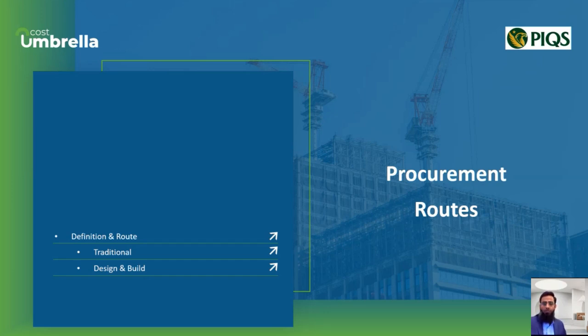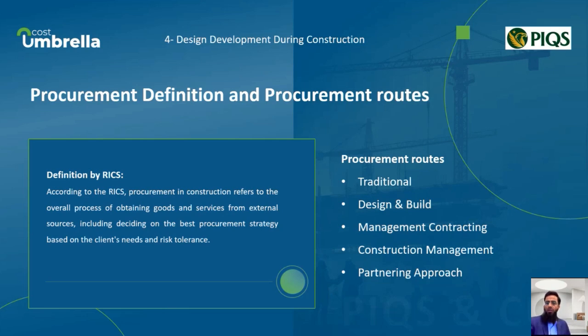So let's have a brief look. According to RICS, procurement refers to the entire process of obtaining goods and services from external sources, including deciding on the best strategy for the client's need and level of risk. The choice of procurement route, like traditional, design and build, management contracting, construction management, or partnering, can significantly affect a project's cost, risk, and schedule. Each route offers approaches for managing responsibility and risk between the client, designer, and contractor.